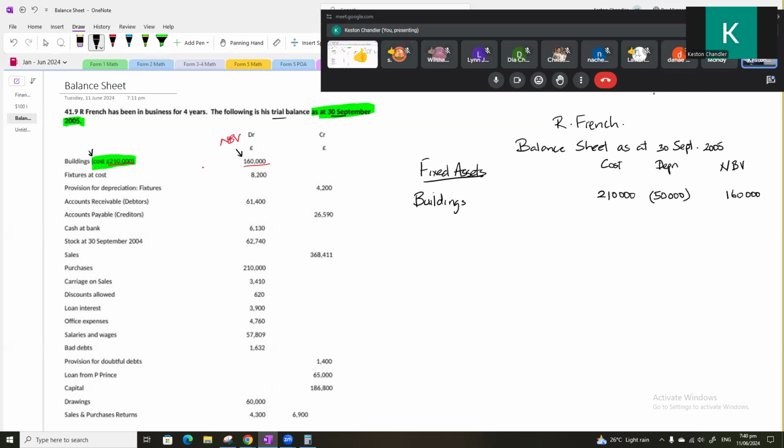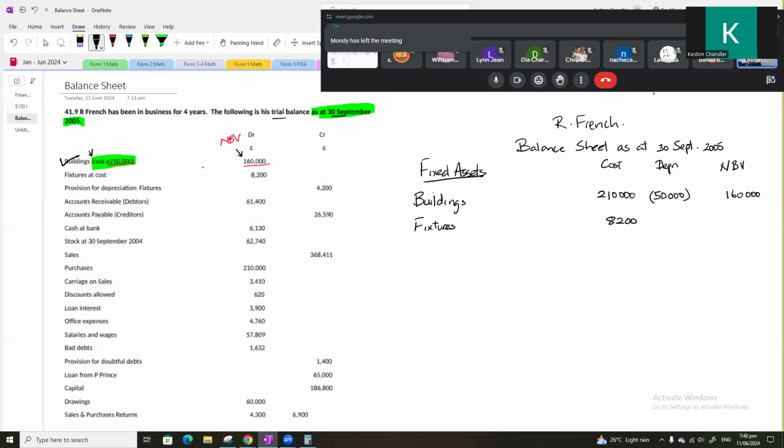So we finish with this. I'm going to call it fixtures at cost. So we can list the fixtures here one time. Now my fixtures at cost is 8,200. And just like the building, I'm going to have to charge some sort of depreciation for the life of the fixtures, and then I'm going to get the net book value. Now this one is a bit different to our building. Notice they gave the fixtures at cost. This is how much we paid for the fixtures when we initially received them. Everybody know what fixtures are? What are fixtures?